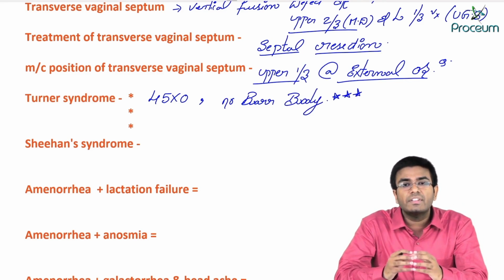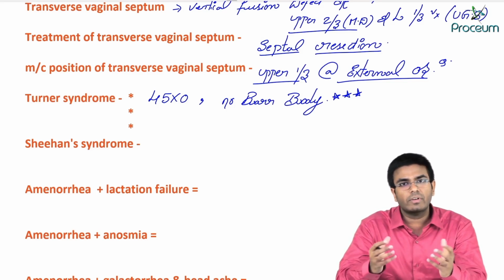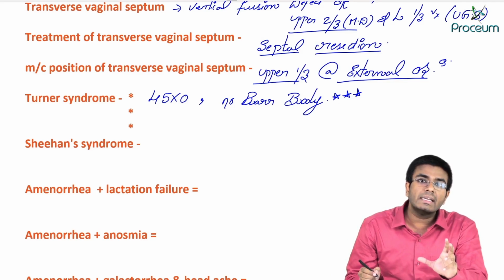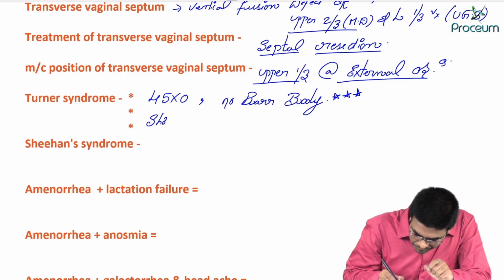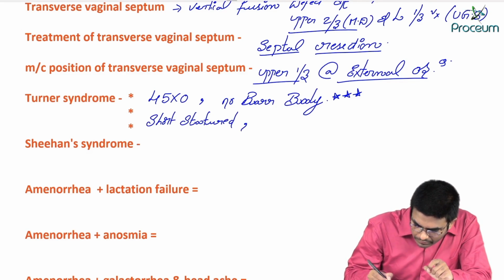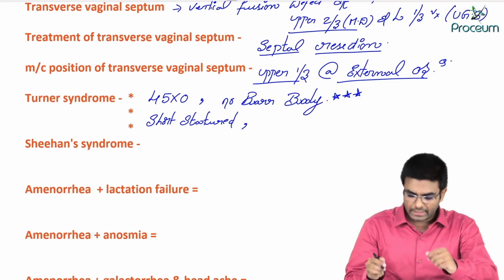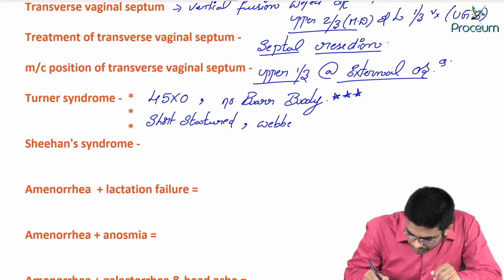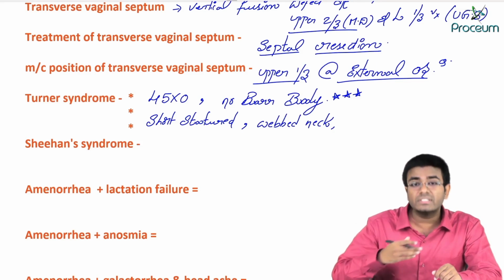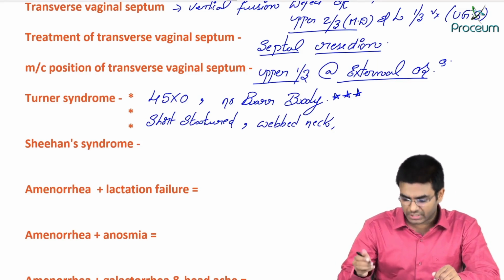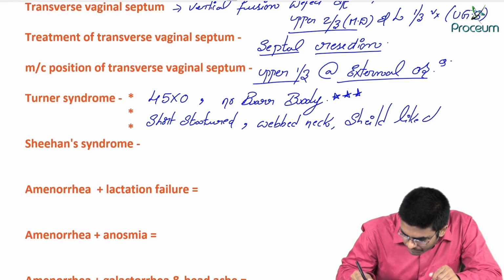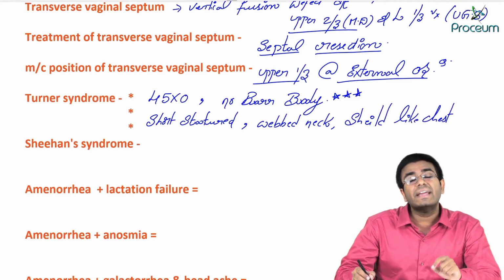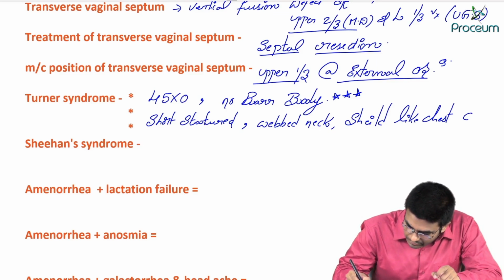After this, how does a female with Turner syndrome present to our clinics? These are the keywords to identify that. So a Turner female will be short statured, with a broad web neck. Okay, web neck. What about the chest? She'll have a shield-like chest with widely spaced nipples.